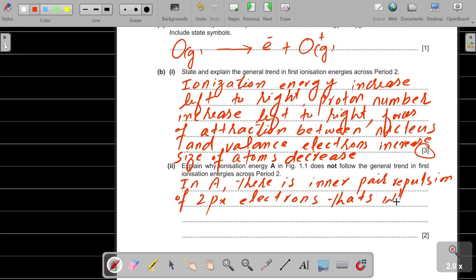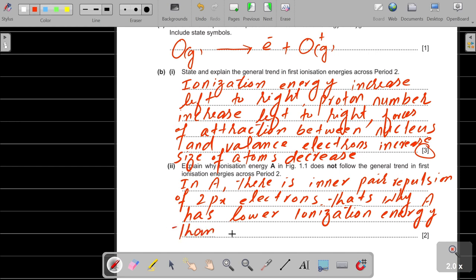That's why A has lower ionization energy than nitrogen. Okay, it is the reason it is not following that trend. Okay, I hope you people got this point.